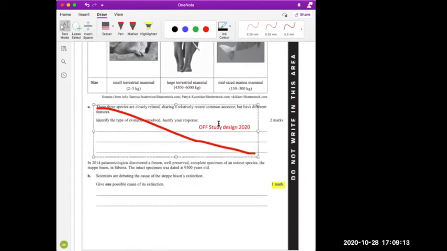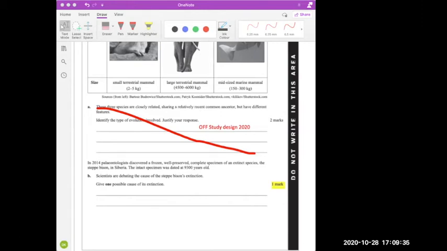The next question is that in 2014, paleontologists discovered a frozen, well-preserved, complete specimen of an extinct species, the steppe bison, in Siberia. This intact specimen was dated at 9,300 years old. Scientists are debating the cause of the steppe bison's extinction. Give one possible cause of its extinction.